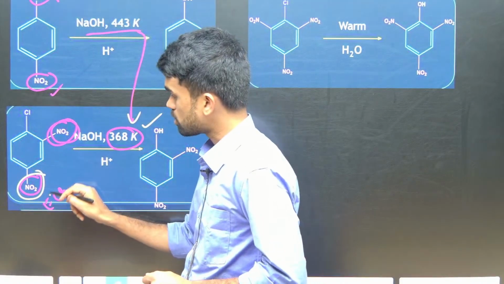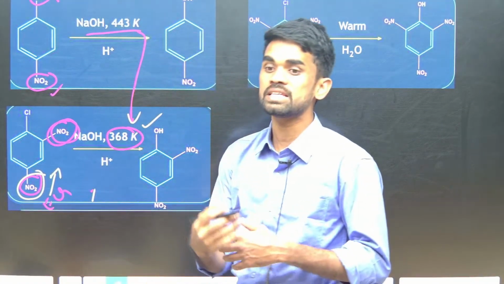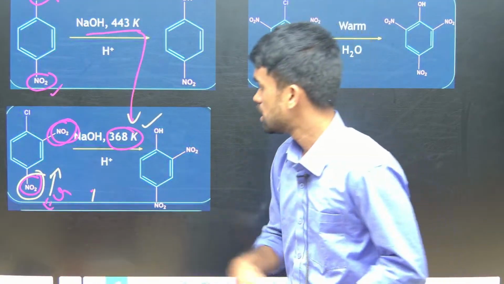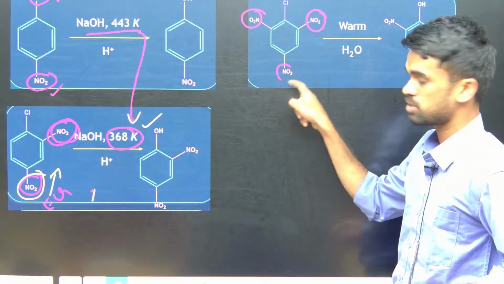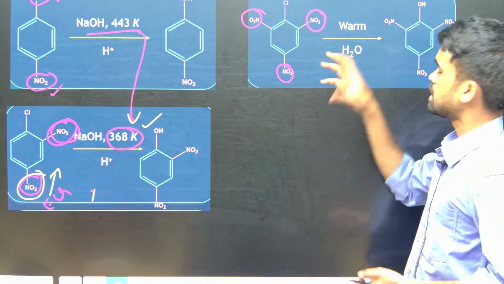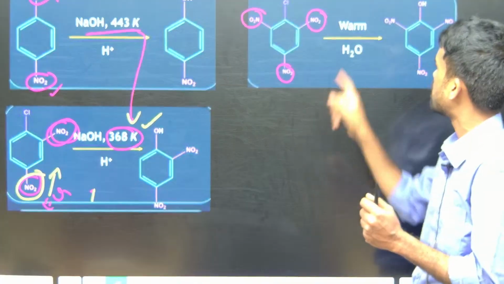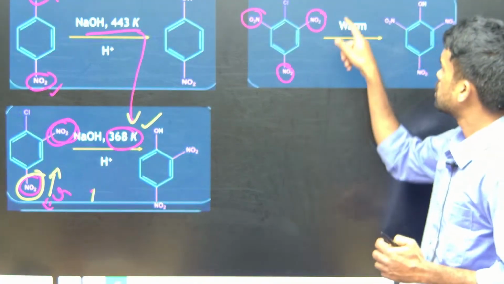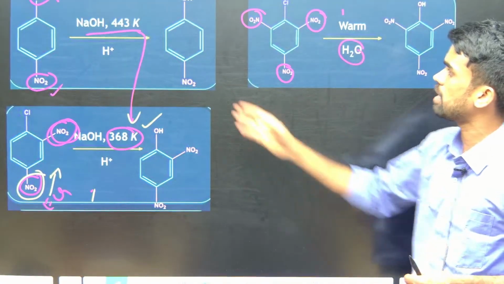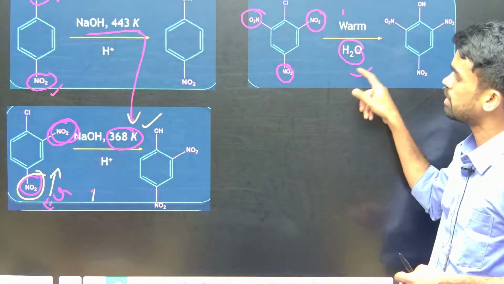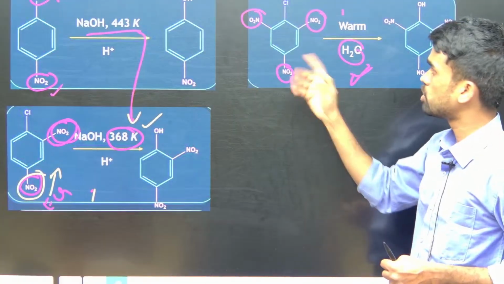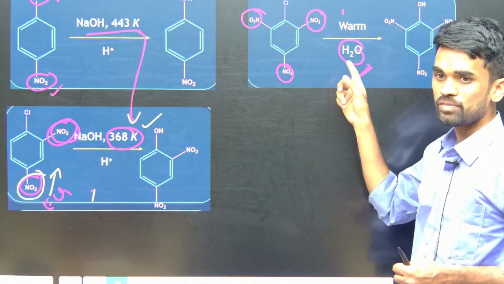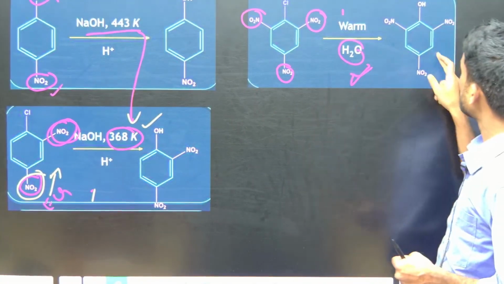So the more electron withdrawing groups, the easier the substitution reaction. If you observe this third example, there are three electron withdrawing groups. So just warming it is required. Treat this with water, not even NaOH, just water here. Now take this trinitrochlorobenzene and warm it with water. Then you will get your product.